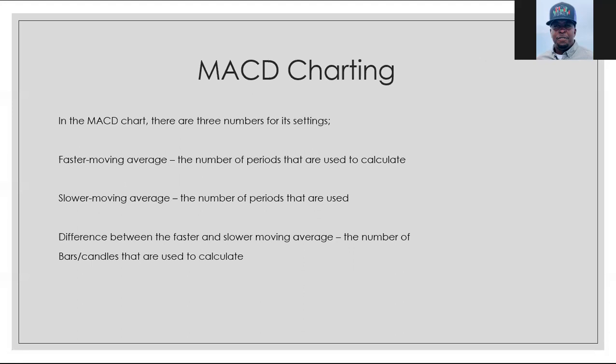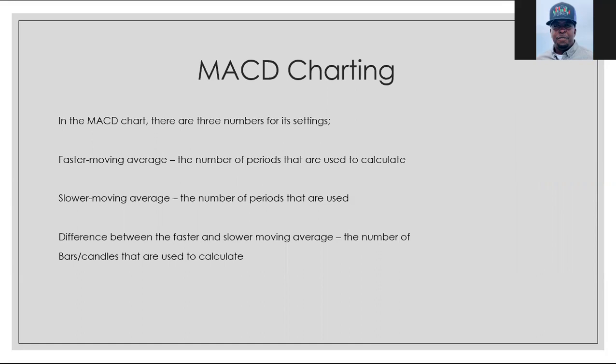All right, on your MACD indicator, there are going to be three numbers for your settings. You're going to have the faster moving average, which is the number of periods used to calculate. The slower moving average is also the number of periods used. And the difference between the faster and slower moving average is the number of candles used to calculate.